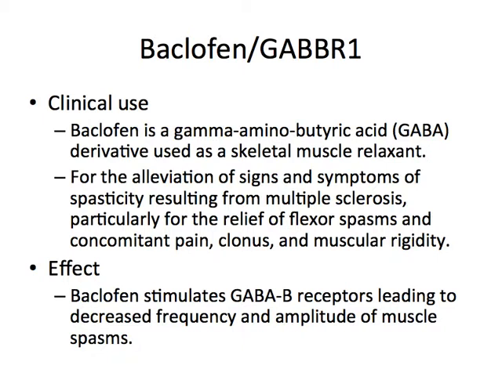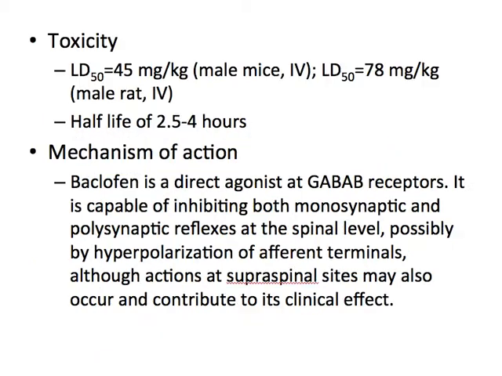Today I'm going to talk about baclofen and the gene GABBR1. Baclofen is a gamma-aminobutyric acid derivative clinically used as a skeletal muscle relaxant. It is for the alleviation of signs and symptoms of spasticity resulting from multiple sclerosis, particularly for the relief of flexor spasms and concomitant pain, clonus, and muscular rigidity. Baclofen stimulates GABA B receptors, leading to decreased frequency and amplitude of muscle spasms.